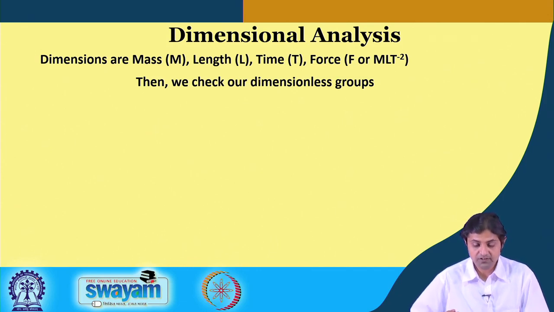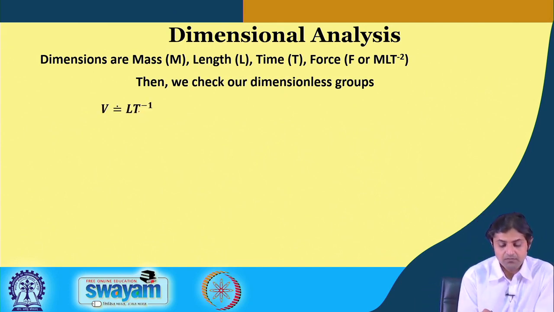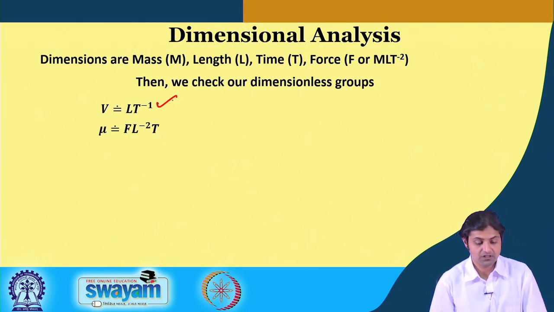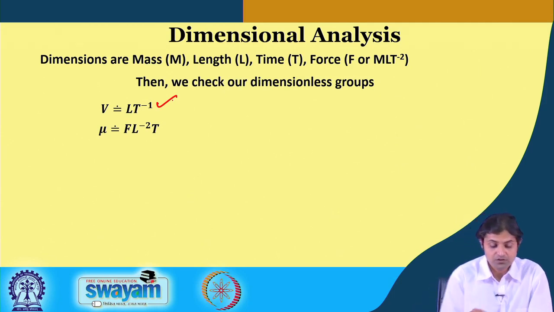Now, going back to the previous problem, we should check our dimensionless groups. Were those 2 groups really dimensionless or not? So, the velocity is meters per second or L t minus 1, it is distance per unit time. So, L t minus 1 is the dimension of velocity. In this problem we are writing it in terms of F, L and T. So, mu can be written as F L minus 2 T.